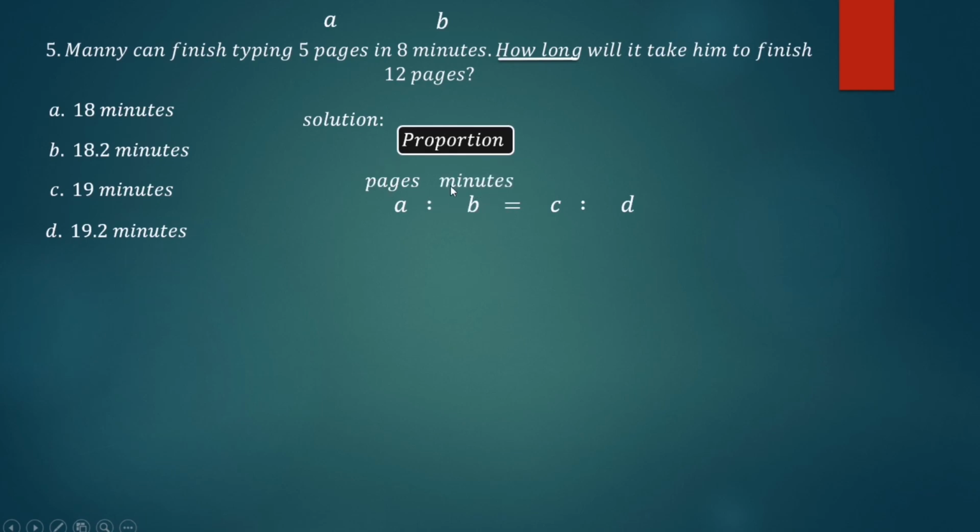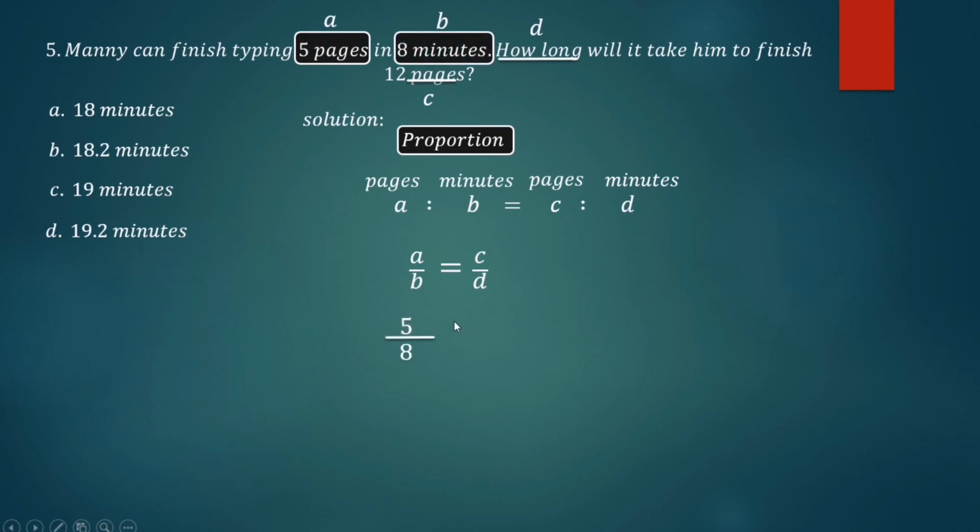So ito yung first ratio natin. Dapat magka-pattern din sa kabilang ratio, pages, and that could be our C. And D natin yung tanong natin dyan. So pages is to minutes. The other ratio is pages is to minutes. So it can be written in the form of quotients. Ang A natin dyan is 5 divided by B is 8 is equal to C natin dyan magiging 12. Then we're looking for the minutes, that is X.